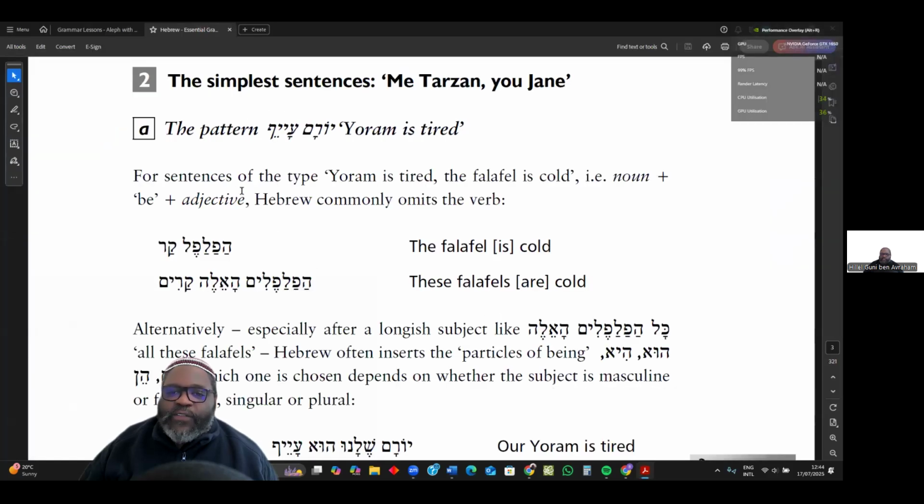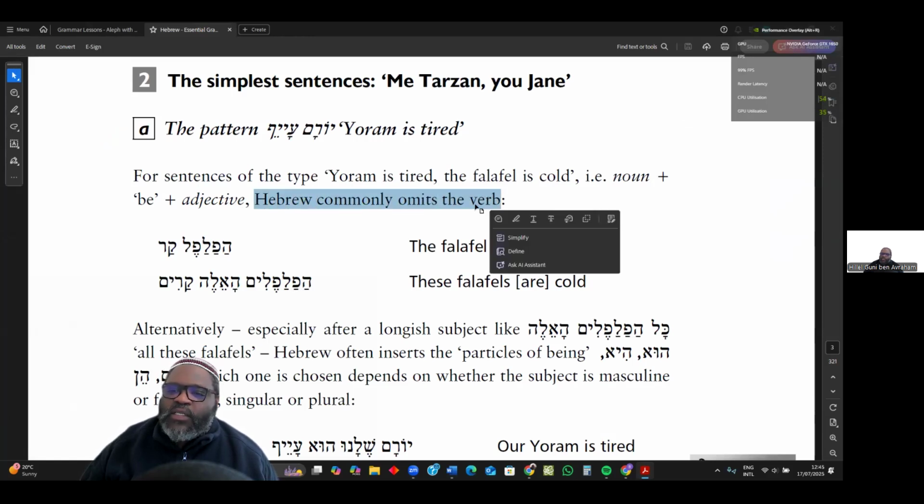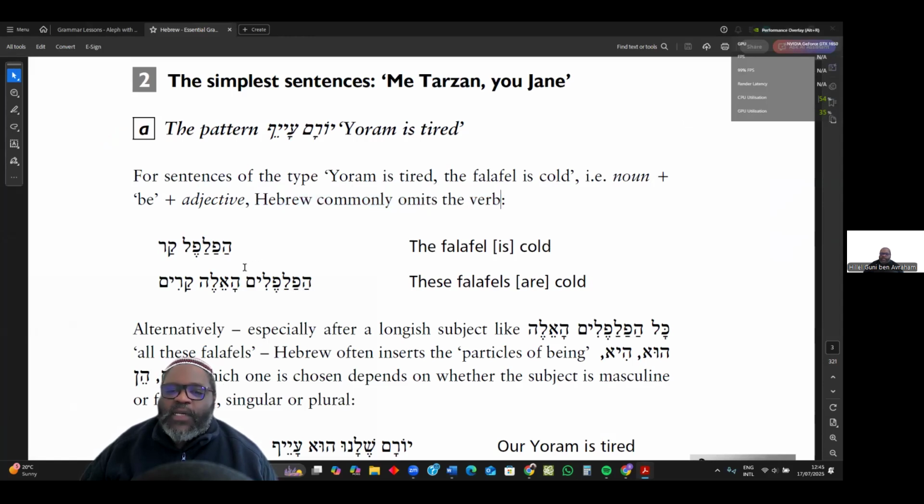It says here, for sentences of the type, for example, Yoram is tired, the falafel is cold. The thinking is, I want to take a noun and add to the noun the verb to be plus an adjective. And it says Hebrew commonly omits the verb. So in Hebrew, the second person verb is usually omitted. What does this mean? It says here, hafalafel kar, hafalafel kar, which means the falafel is cold.